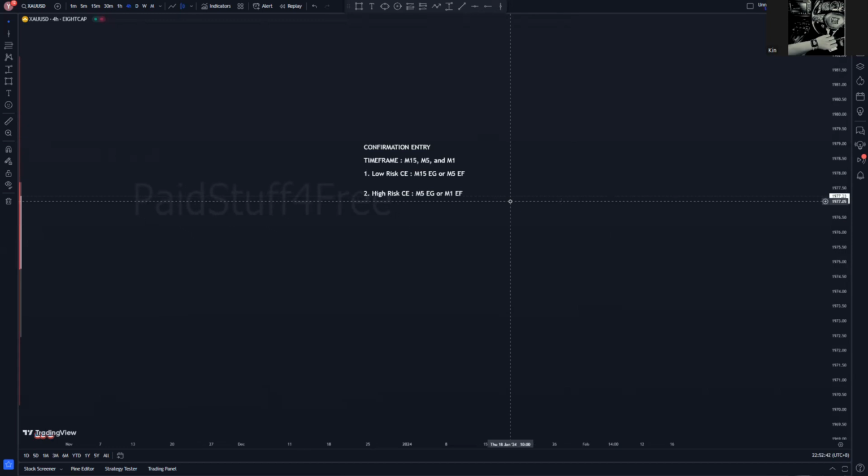But last year I did an observation. I took 8 months to do it: 4 months for the low risk confirmation entry, and another 4 months for the high risk confirmation entry.